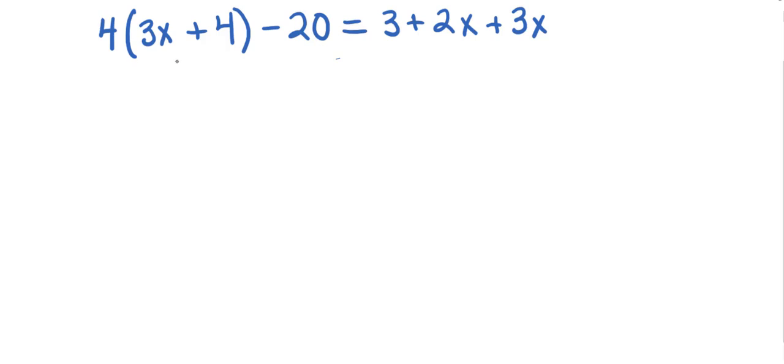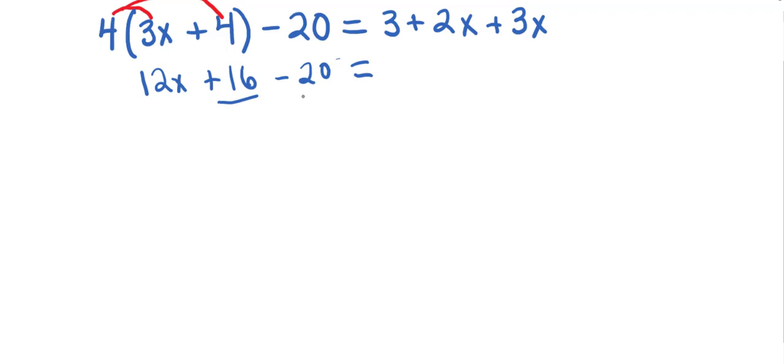So the first thing I'm going to do is get this parentheses off. So I'm going to distribute the 4 only to the parentheses. So 4 times 3x is 12x. 4 times 4 is 16. Parentheses comes off. Bring down your -20. Right? And then I still have like terms.